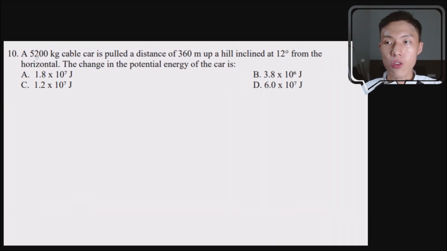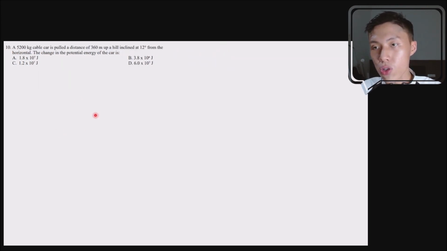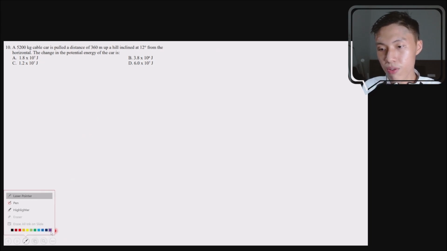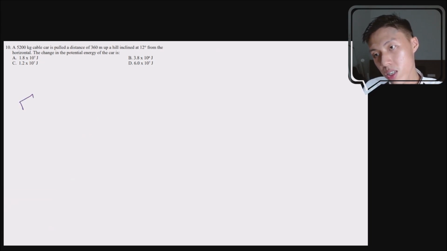A 5,200 kg cable car is pulled a distance of 360 meters up a hill inclined at 12 degrees from the horizontal. Okay, and we definitely need to draw it out in order to understand the situation clearly. And they ask for the change in potential energy, delta U, of the car. So you have a cable car. Let's represent it with a rectangle. So this is a cable car.